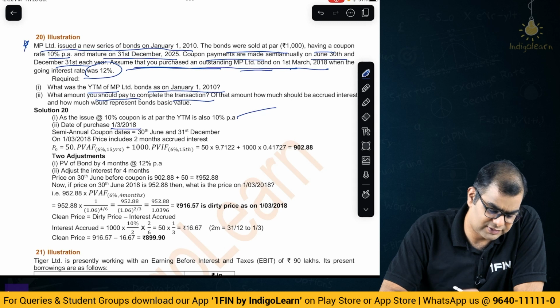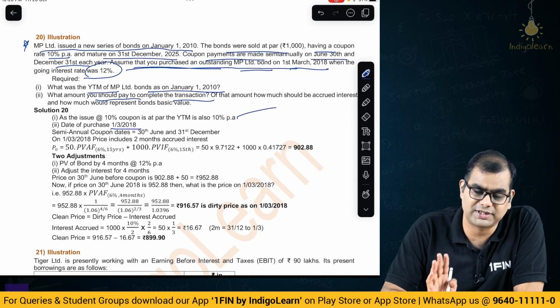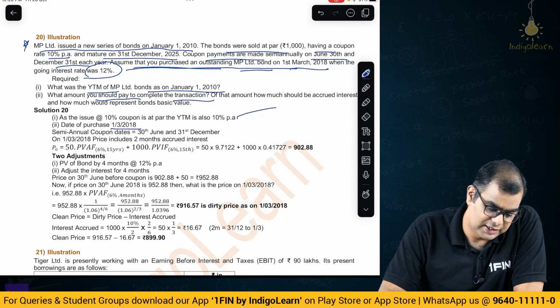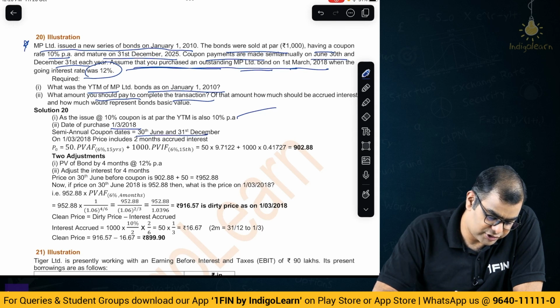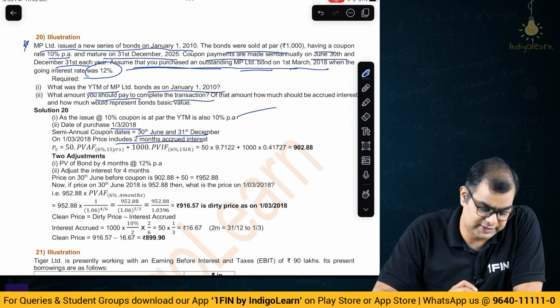What is the date of purchase? 1st March. 2 months are over, 4 months are there for interest, because interest payment dates are 30th June and 31st December. Now, semi-annual coupon dates are so and so. On 1/3 the price includes 2 months accrued interest, correct? Which is what I said.